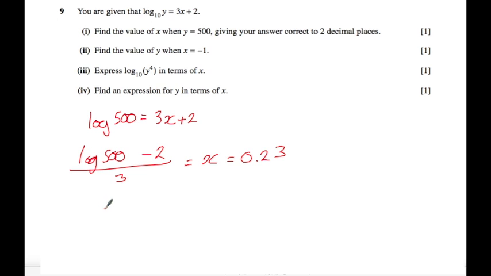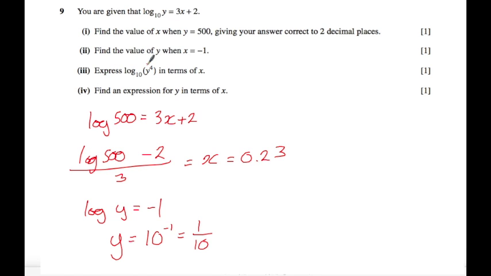Part 2, find the value of y when x is minus 1. So now we get log y equals minus 3 plus 2. So minus 3 plus 2 is minus 1. So then we've got to think, how do we unlog something? The opposite of logging is doing it to the power of 10. So if we do 10 to the power of log y, that cancels out the log. And then we've got to do 10 to the power of minus 1, which is a tenth, or 0.1.